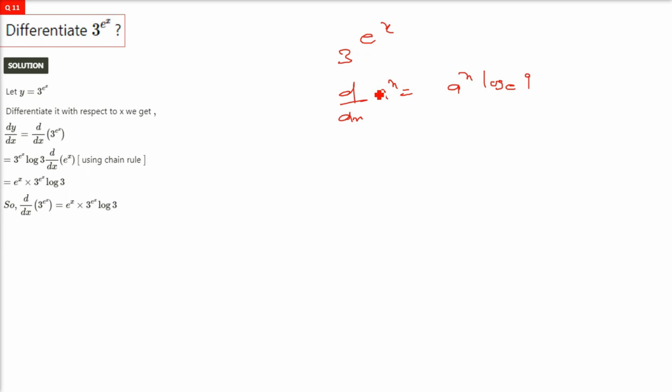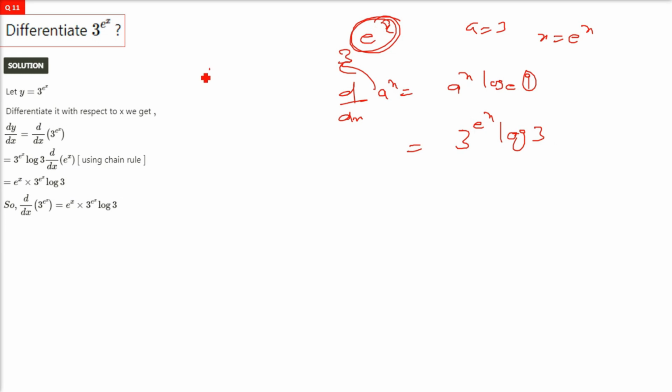So a to the power x is simply this thing, just you can replicate it. What is a here? 3. So now you just apply it here. X is e to the power x. So 3 to the power e to the power x log base e. You can just skip e. This a is 3. But you cannot stop here.